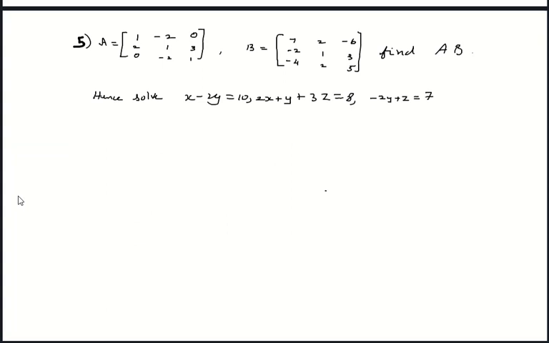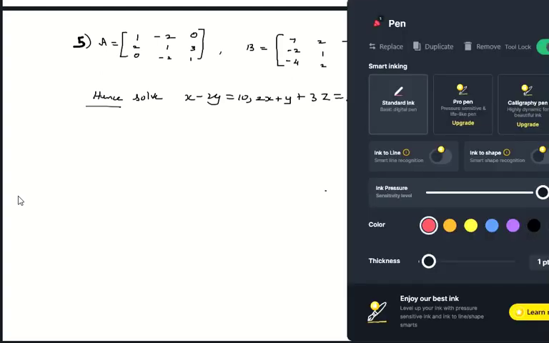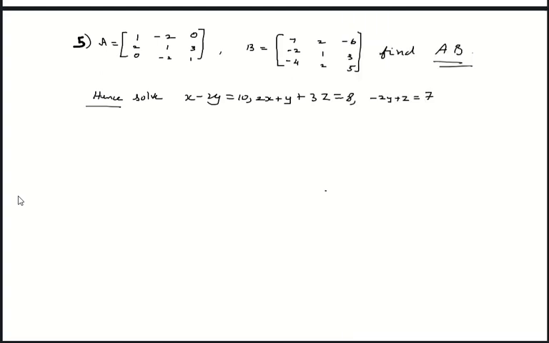How to find the AB matrix? Hence solve again. Hence solve the system of equations. As we have already seen how to find hence solve, now we'll just compare this equation and which matrices are the same. 1, -2, 0. Only consider the coefficients of x, y, and z. Don't bother about the constant. So it is 1, -2, 0. Here 2, 1, 3. And the x coefficient is 0, then -2 and 1.